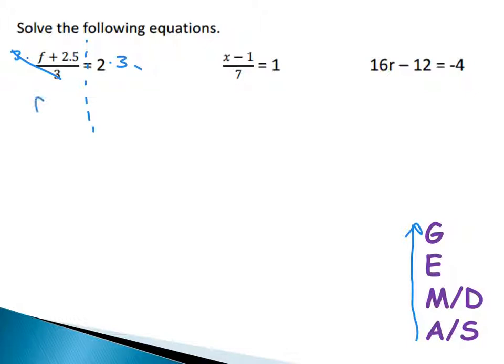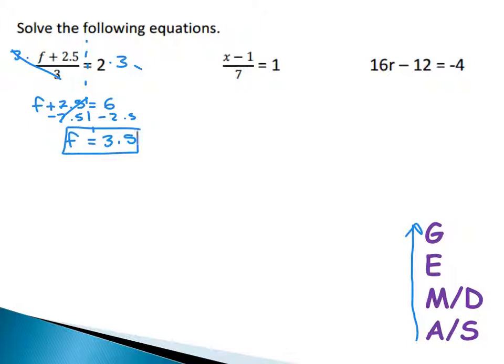That's going to leave me with f plus 2.5 on the left side. And that's going to equal 2 times 3, which is 6. Now notice how I got rid of the divided by 3, and I'm left with f plus 2.5. The inverse operation here would be to subtract 2.5. And again, if I subtract it from one side, I'm going to subtract it from the other. That's going to give me f equals 6 minus 2.5, which is 3.5.